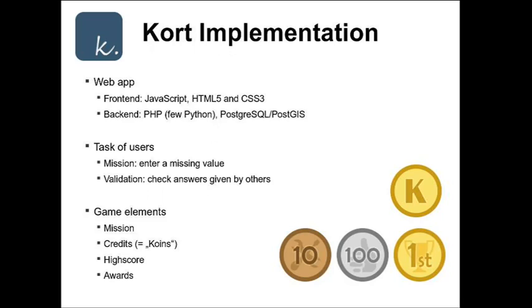So the game elements are this kind of mission. Then there are credits, which we of course call Koins with a K. Then there is a high score, and then there is an award. So these are the coins and awards. After 10 points or coins, you get this type of coin.